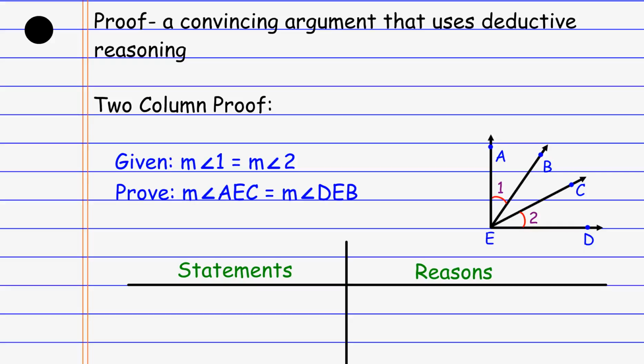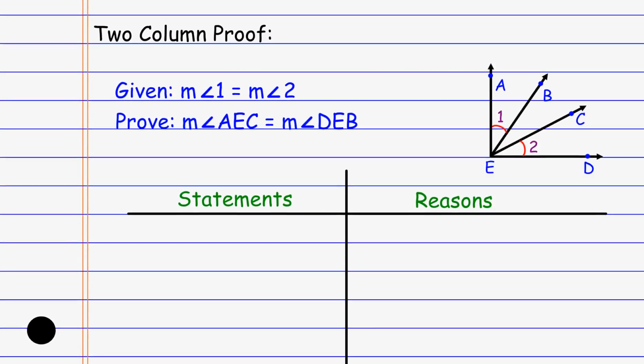Alright, so with a two-column proof, I set this up in two columns. That's why it's called a two-column proof. In one column, I have the statements that I'm going to make, and in the other column, I have the reasons that allow me to make those statements. And the goal here is to get to the proven statement.